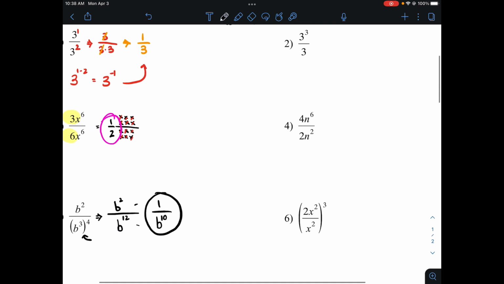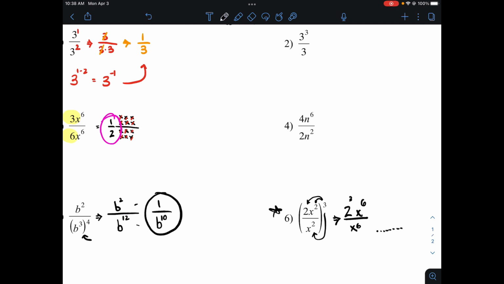Number 6 is a little bit tricky. You're going to want to distribute to everything. I can at least get you started on that one. That's going to be 2 to the 3rd, x to the 6th, all over x to the 6th. You can finish that one up, okay?